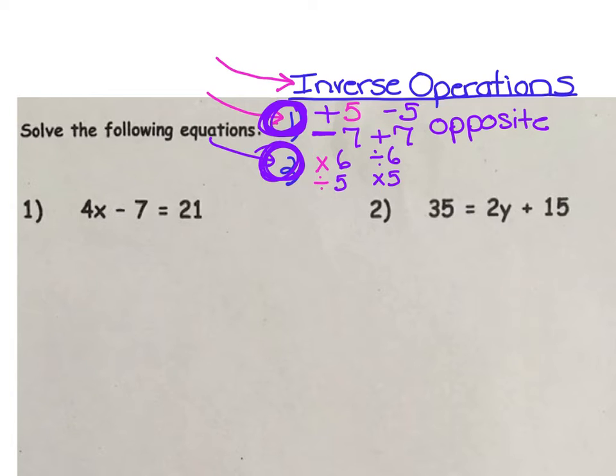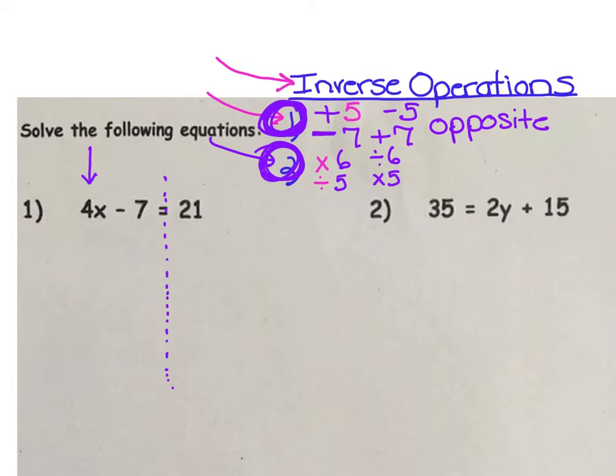On a piece of notebook paper, jot down the equation 4x minus 7 equals 21. Drop a dotted line down your equation when you have it written. Pause the video if you need a little time to write this equation down.